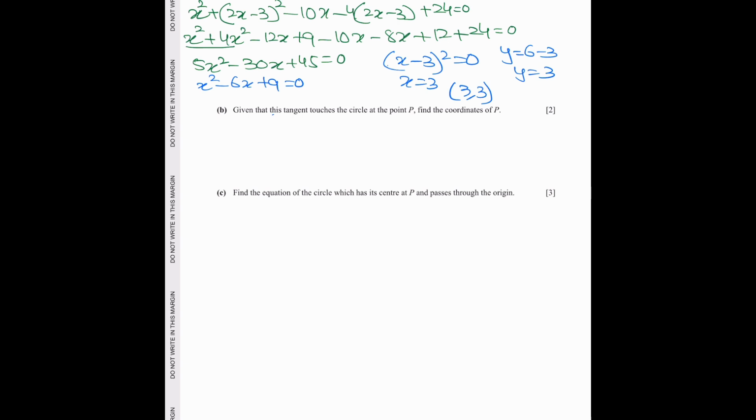Given that this tangent touches the circle at the point P, find the coordinates of P. So this is also your answer. After getting x is equal to 3, substitute this value into the equation for y. So it is 2 times 3 minus 3, so y is equal to 3. So the point P is 3 and 3. So this is your answer for part B.